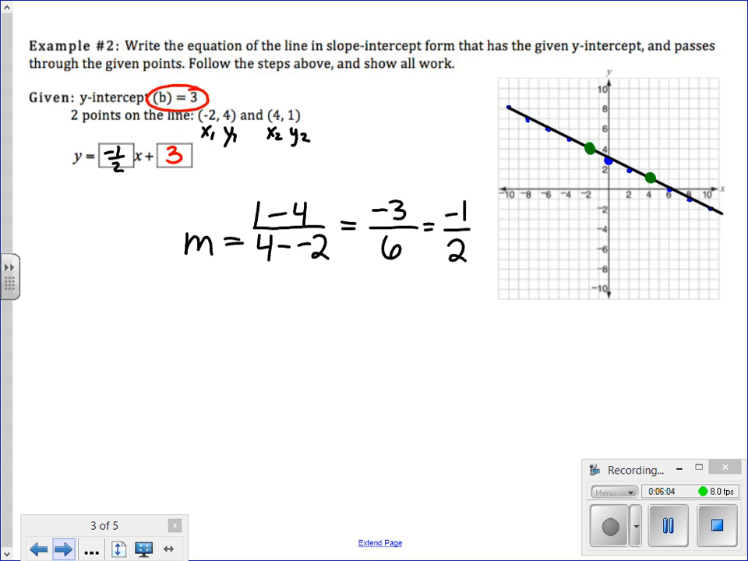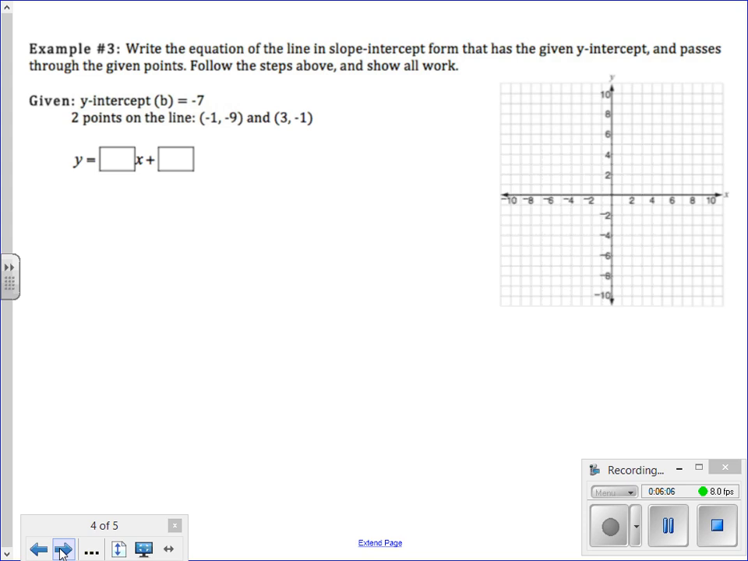Okay. All right, let's look at example 3. If you feel like you're getting the process, pause the video, try the problem, and see if you get it right. If you need help, come on back and listen to me. All right, so go ahead and hit pause and try this problem on your own.